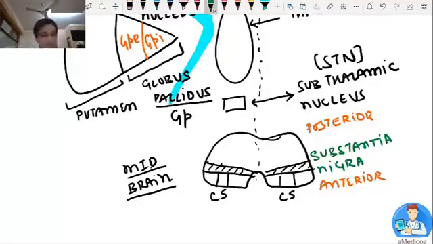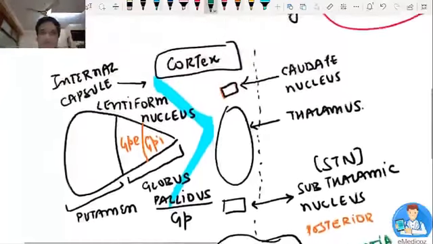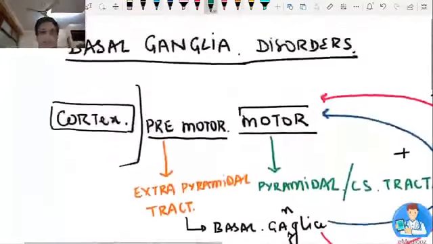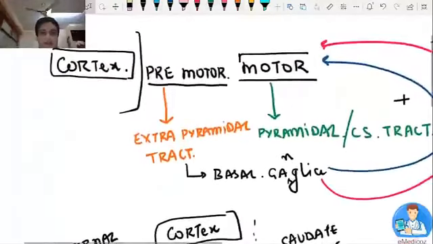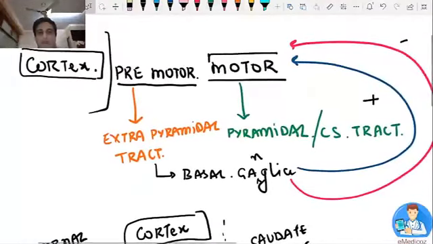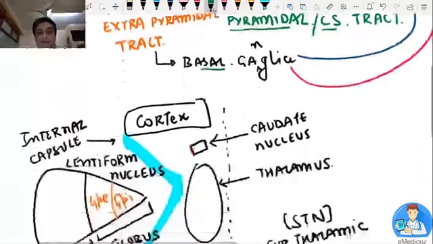Good. Some people want me to repeat. I know it's neuroanatomy. Even if you read it 100 times, you will not be able to understand it. Try to understand it at once. Simple. Basal ganglia disorders, how are they going to affect the patient? The cortex is made up of two parts, the premotor and the motor. The motor cortex gives rise to the pyramidal tract, corticospinal. The premotor goes into the extrapyramidal tract, goes to the basal ganglia, which stimulates the cortex or inhibits the cortex. I'll come back to this again.